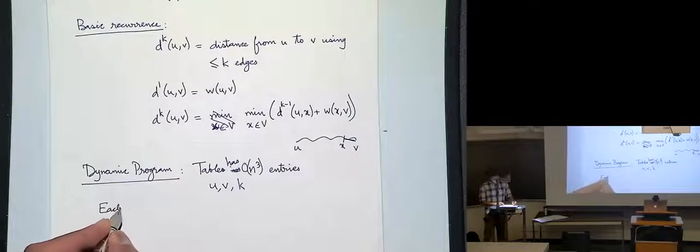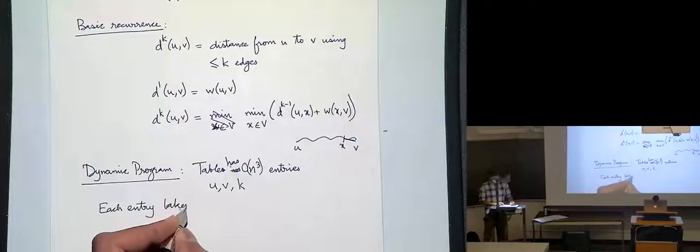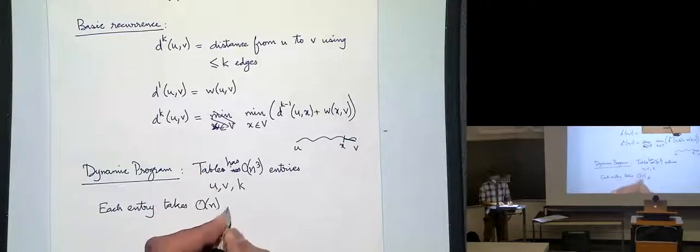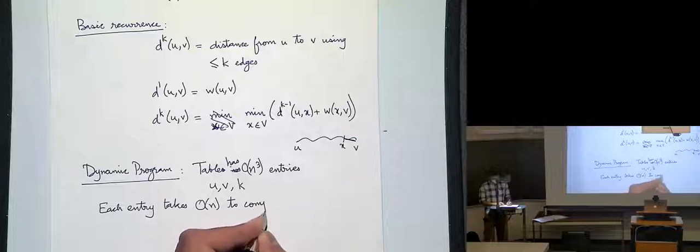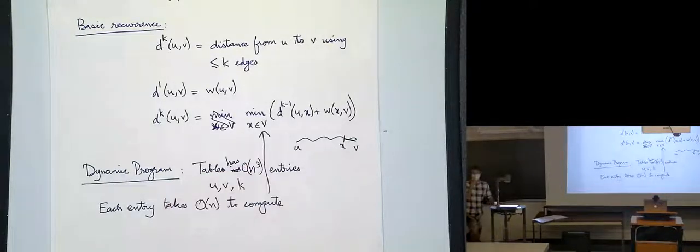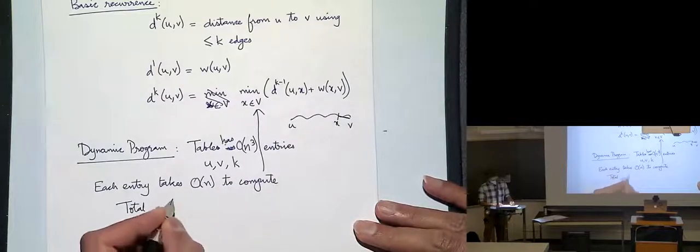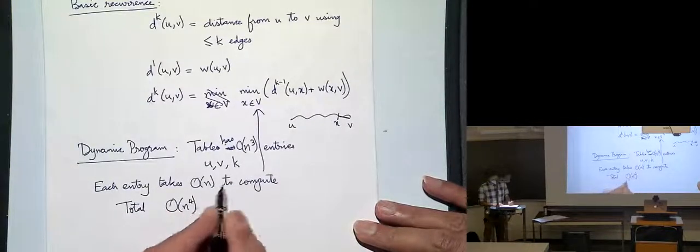Each entry takes O of n to compute, because you have to do this min. You have to do the min. So the total is O of n to the fourth, O of n times O of n cubed.